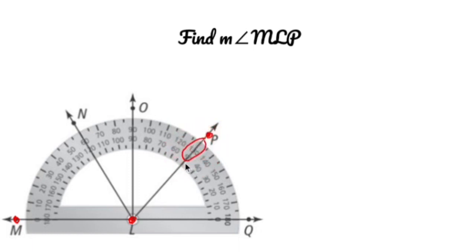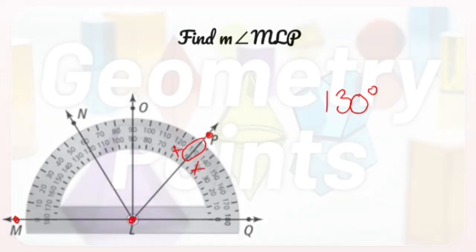Now you can't really tell what those numbers are, but you have either between 120 and 140 or 60 and 80. Well, it's not the 60 and 80. We already determined that this is an obtuse angle, so it's got to be greater than 90, which means it's the number between 120 and 140, which is 130 degrees. So that's how you read a protractor.